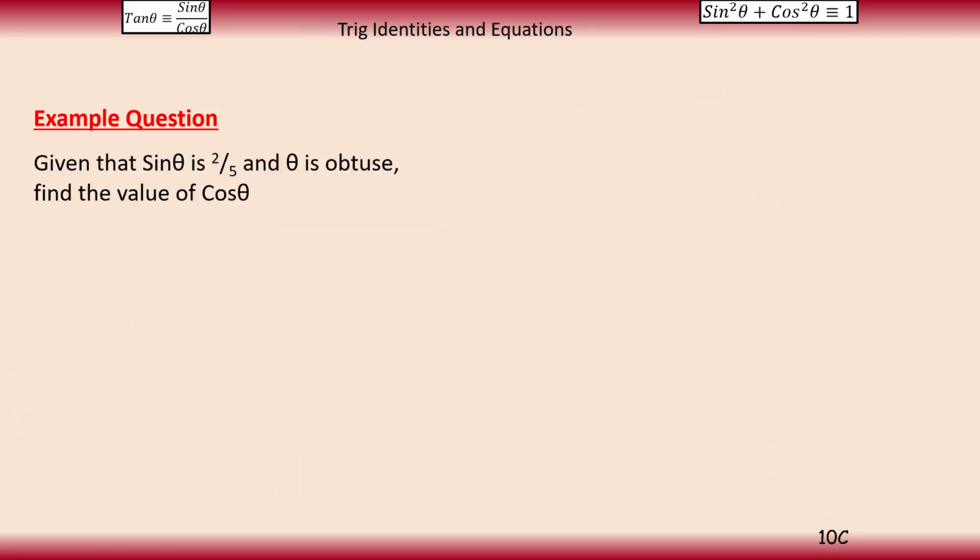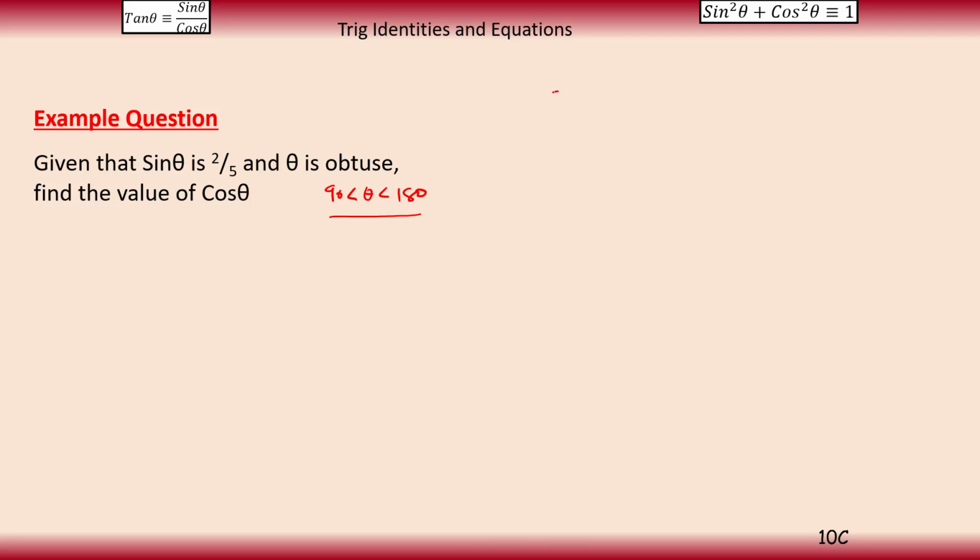Okay, so look at this example here. It says, given that sine theta is 2 over 5 and theta is obtuse, find the value of cos theta. Now I'm trying to recall what obtuse means from back in the GCSE days. Obtuse means it's bigger than 90 and it's less than 180. So it's going to fall within that range.